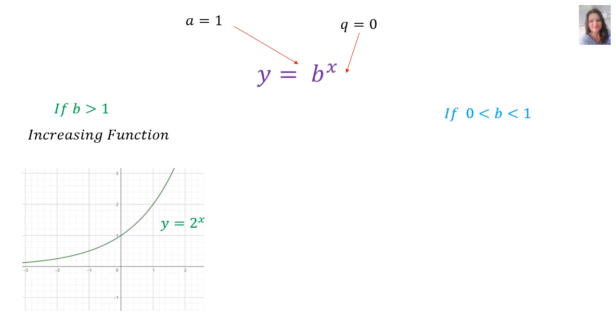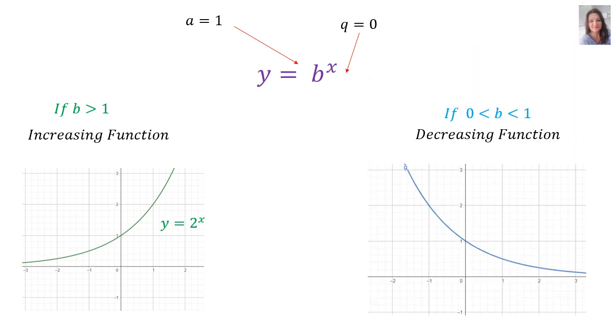If b is a fraction, so that means b is smaller than 1, b is greater than 0. That's how you write a fraction. Then you have a decreasing function, and this is what your graph will look like. And this is the graph of y is equal to half to the power of x.